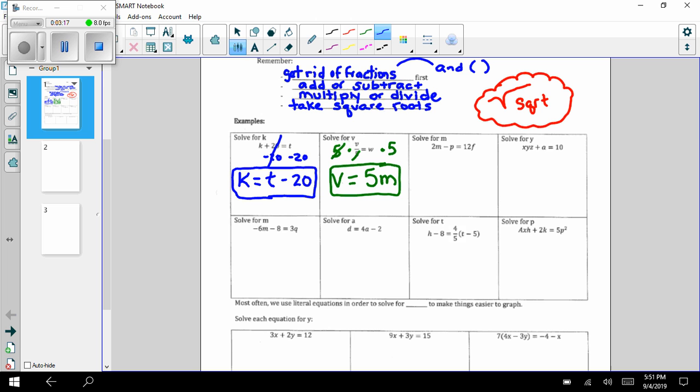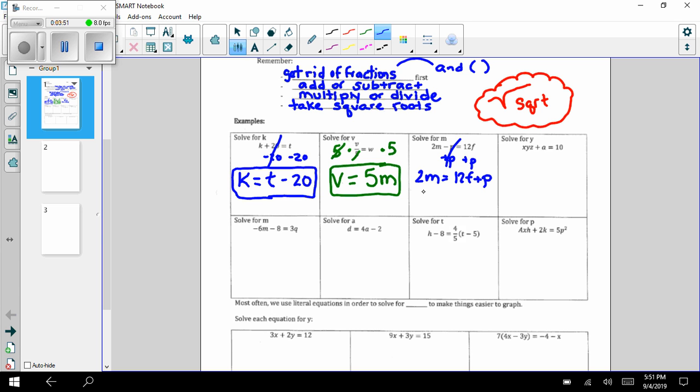Moving on to our third example, it says to solve for m. So I'm just going to read it out loud. It says 2 times m minus p. Well, first up here, I want to get rid of addition or subtraction. And this says minus p. So I want to do the opposite of that, which is add p. I'm going to do that to both sides. That side cancels. I'm left with 2m equals 12f plus p. I cannot combine them because they are not like terms.